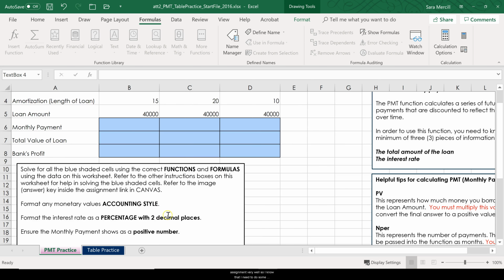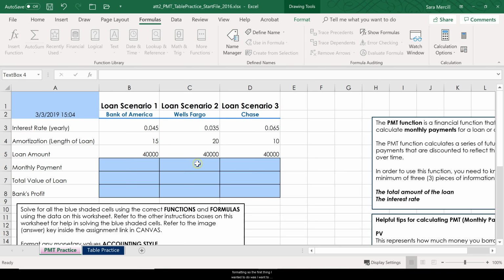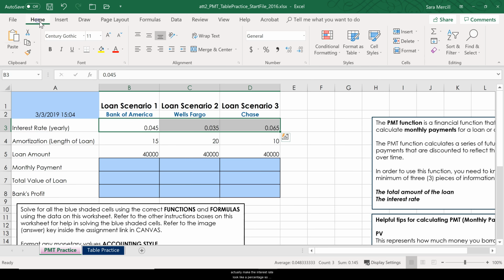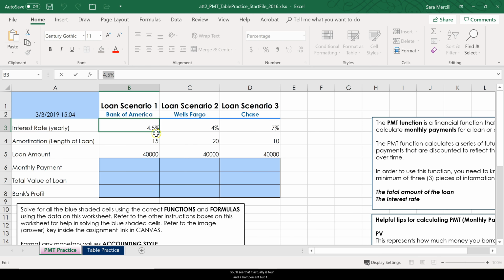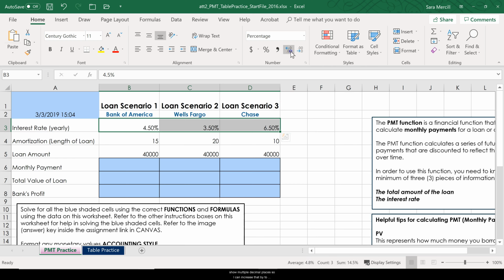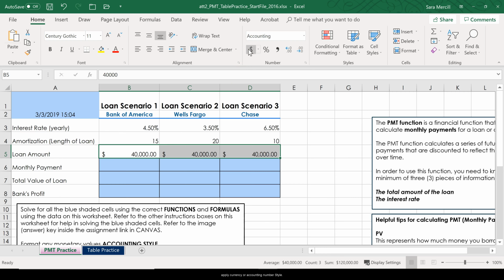I know the assignment very well, so I know that I need to do some formatting. The first thing I wanted to do was make the interest rate look like a percentage, so I can come up to the Home ribbon and apply percent. Now if I click on this cell, you'll see that it actually is 4.5%, but it doesn't show as 4.5% unless I tell Excel to show multiple decimal places. So I can increase that by 2. The other thing I want to do is the loan amount is $40,000, and I definitely want to show that as money, so we can apply accounting number style.